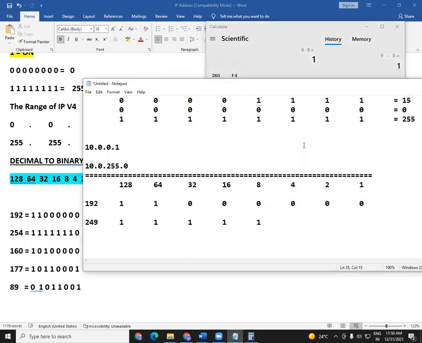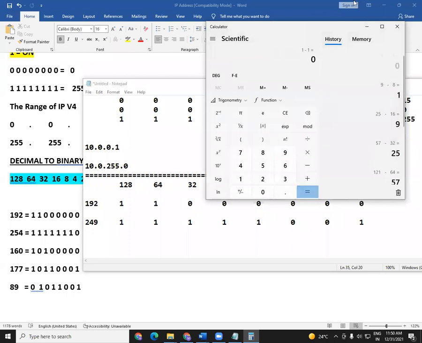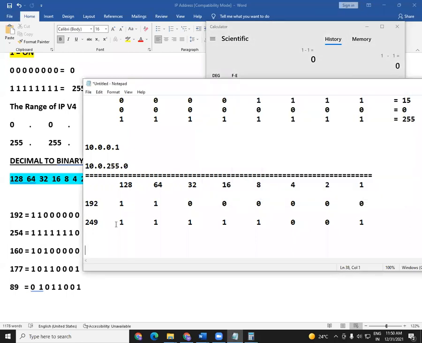Now what is the next bit here? 4. Can you subtract 4 from 1? No. Can you subtract 2 from 1? No. Can you subtract 1 from 1? Of course we can do subtract. So minus 1 will be like how much? Answer will be like 0. So if you say 249, the binary of 249 will be 11111001. That is your 249. Got it? One more number, please, before you can do some more practicals here.